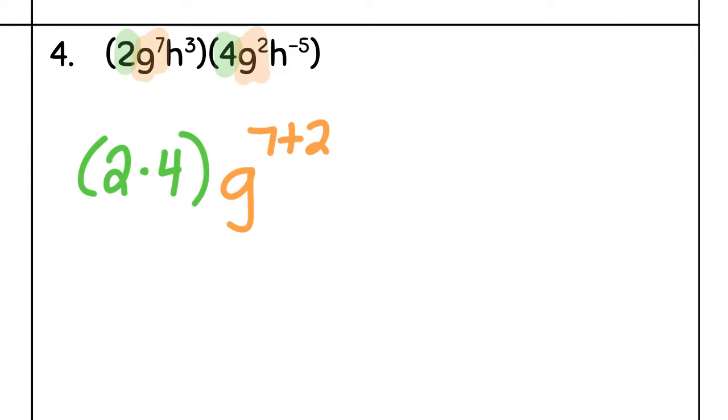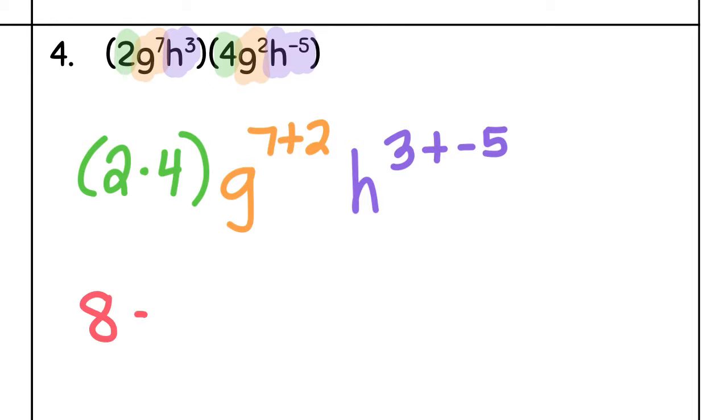And then our second variable is h. So I have h to the 3rd times h to the negative 5th. So we are going to add those exponents. So 3 plus negative 5. So now let's go through the whole thing and simplify as we go. So 2 times 4 is 8. Then I have g to the 9th power, h to the negative 2 power.